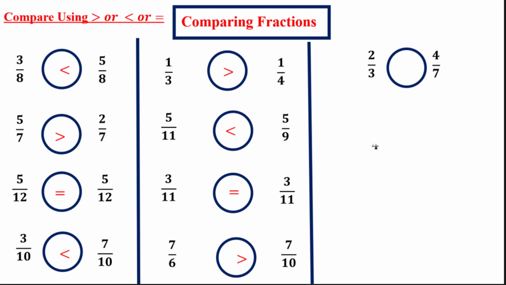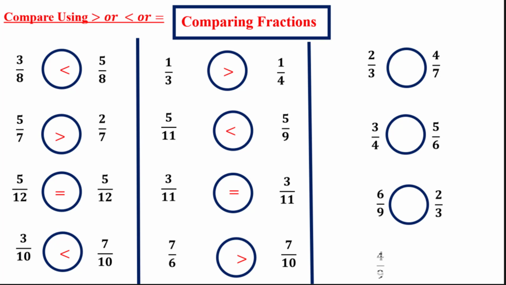The last condition: if we have two fractions with different denominators or different numerators, how can we compare between them? The easiest way to compare two fractions with different denominators is using cross products. We will find the two products: 3 times 4 is 12, and 7 times 2 is 14. Then we compare the two products. 14 is greater than 12. So 2 over 3 is greater than 4 over 7.